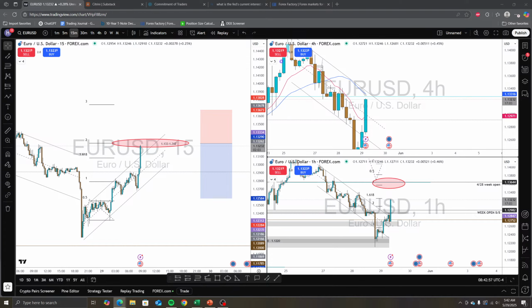So I have a fib extension from the start of the trend. I'm looking for price to retrace back to the 2 and 1.1, 1.618 retracement level.